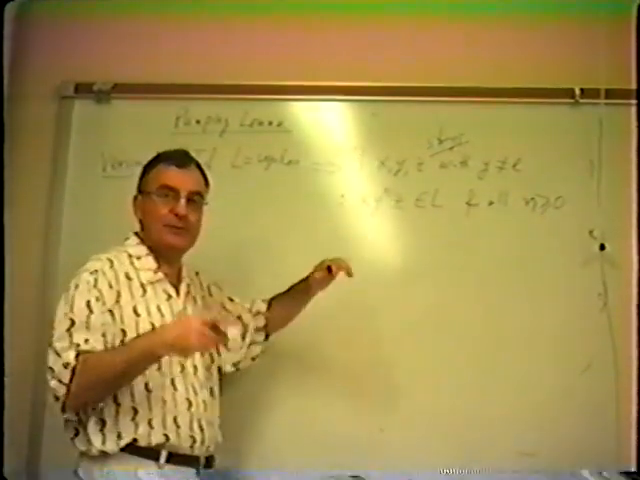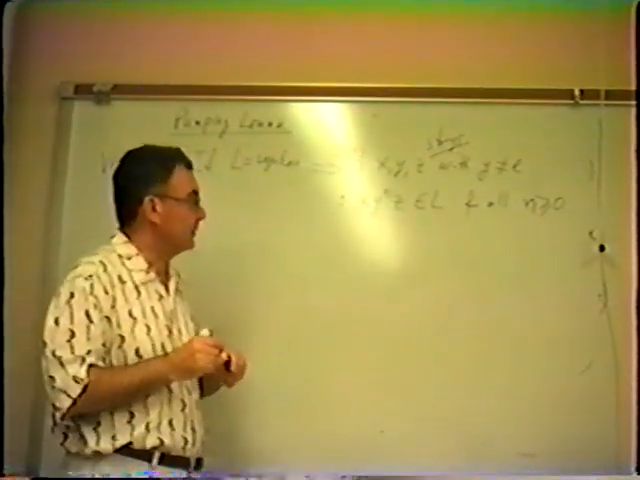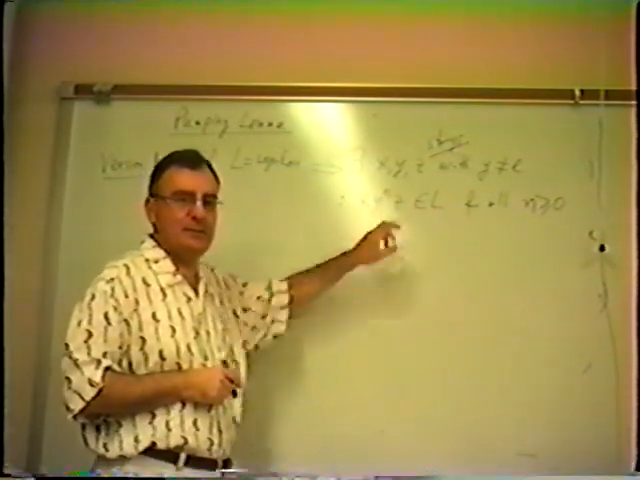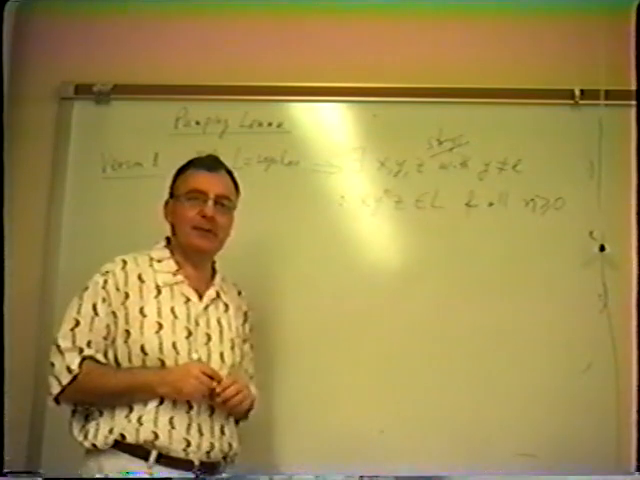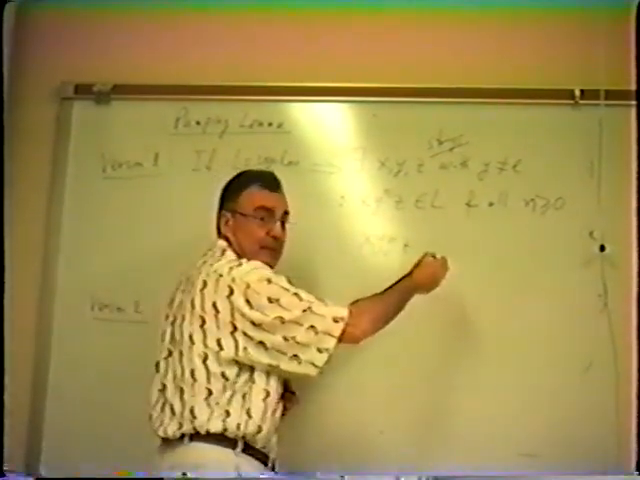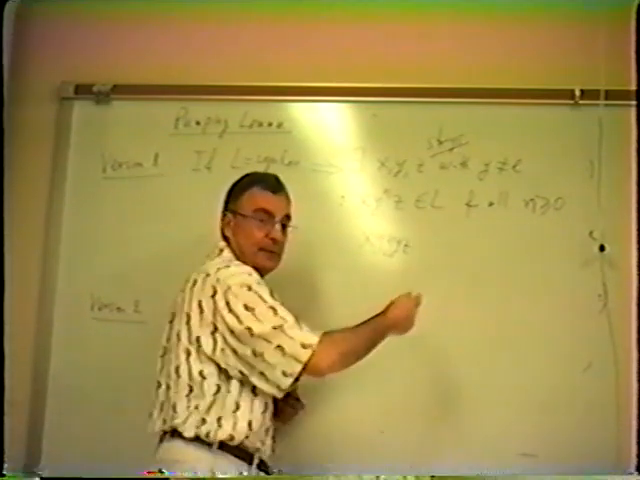If n is 0, y to the 0 is the empty string. So you can find x, y, z, three strings, with the property: x z is in the language, x y z is in the language, x y squared z, which is x y y z, is in the language, x y cubed z is in the language.